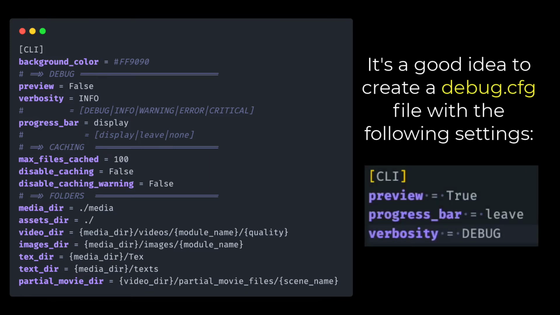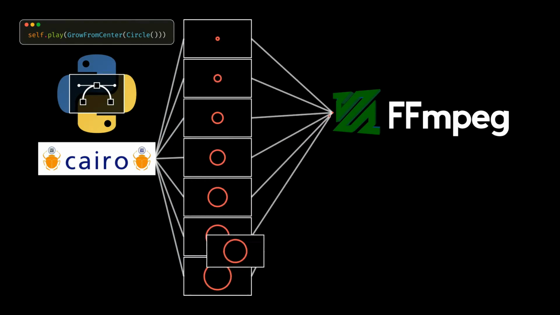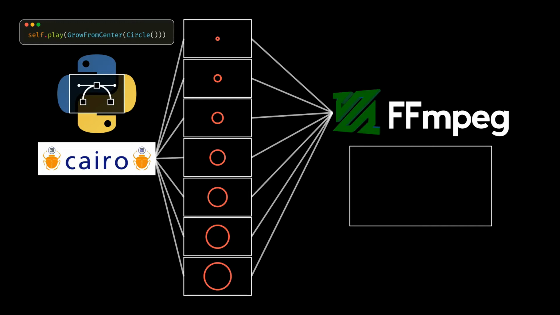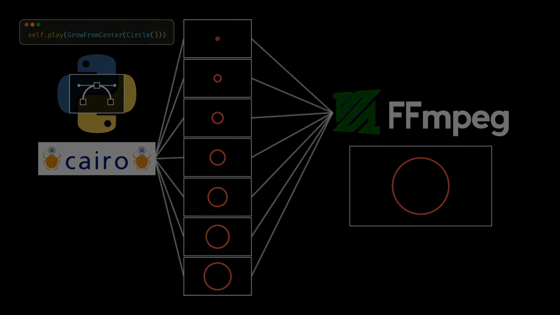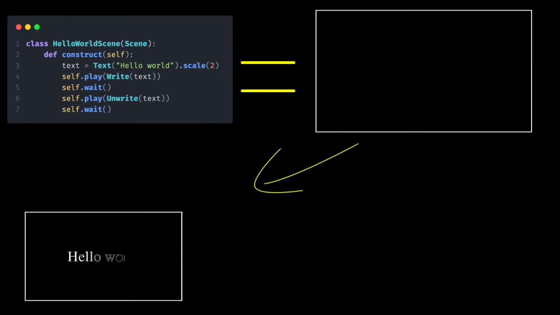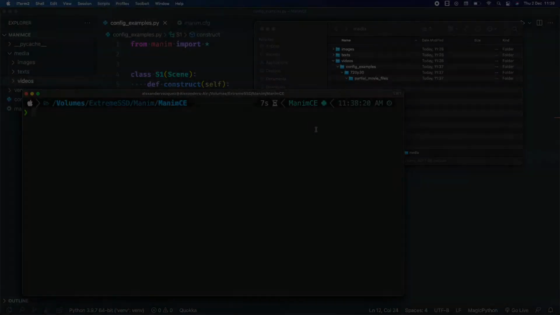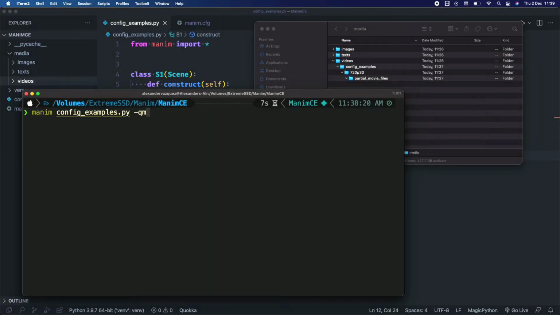I recommend that you create a configuration file specialized in debugging, where you can configure verbosity as debug and progress bar as leave. In the How Manim Works video, we learned that Manim generates the videos using FFmpeg, which is true, but also, when Manim is rendering your animations, Manim separates each animation and pause into a video, and in the end puts all of those together to export the final video. You can find those mini videos in the Partial Movie Files folder.